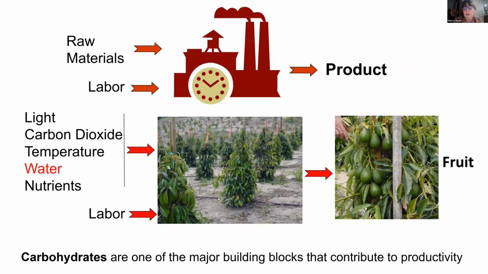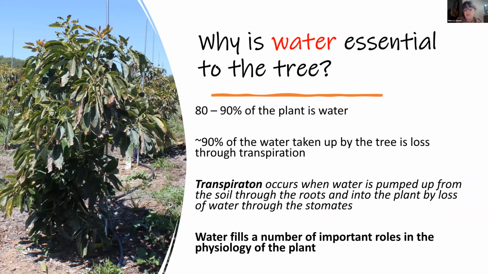So why is water essential? Well, if we think of the avocado tree as being like a factory, and the output of the factory is fruit, there's a lot of inputs that go into that factory to influence its efficiency. That's light, carbon dioxide, temperature, water, and nutrients. Today I'm just going to spend a few minutes talking about water. So why is water essential?